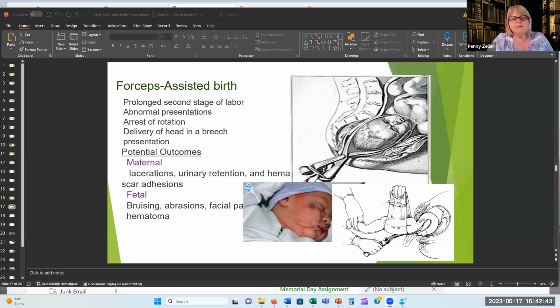But we usually don't do that in this country. As far as I know, the consequences of having to use forceps is a lot more serious. Lacerations are more common, and damage to the maternal bladder or urinary retention, hematoma, scar tissues, scars and adhesions and stuff like that.